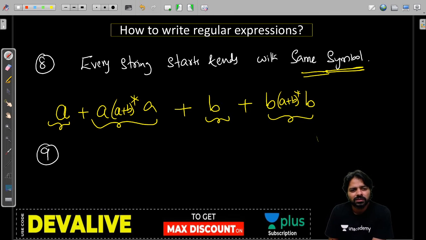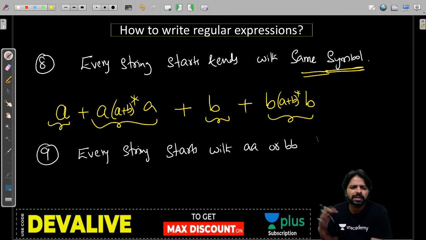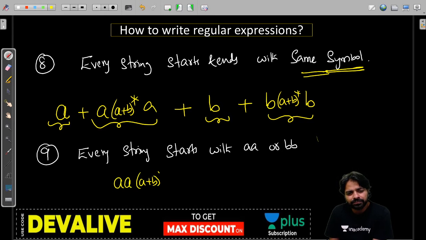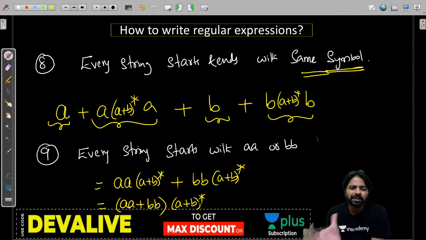9th. Suppose I want to have a condition. Every string starts with double A or double B. Quick. Double A or double B. Every string. So you can write double A followed by anything or double B followed by anything. You can also take a different way. You can take the A plus B whole star on the right side as common. Double A plus double B followed by A plus B whole star. You can also do that. Starting either double A or double B followed by anything.